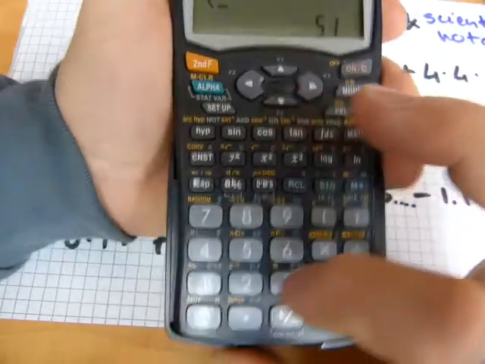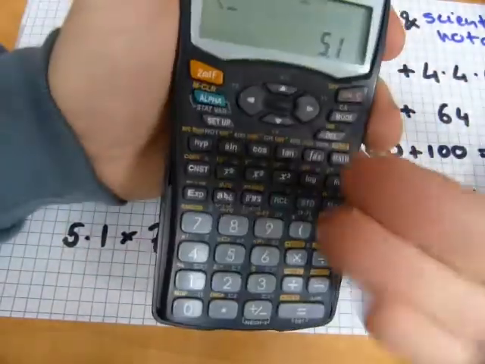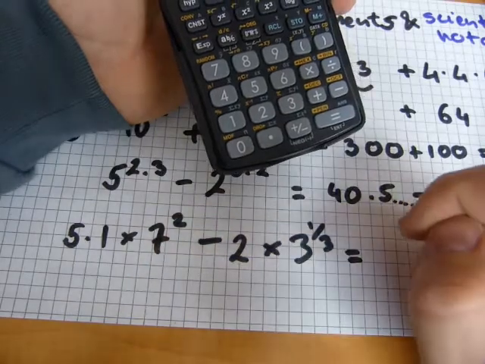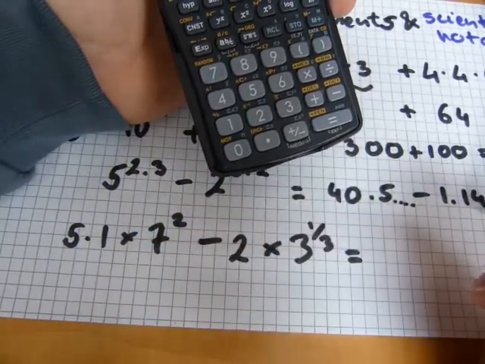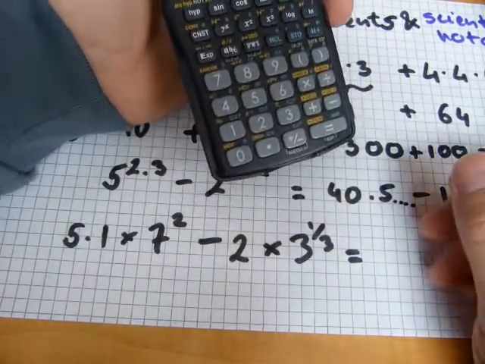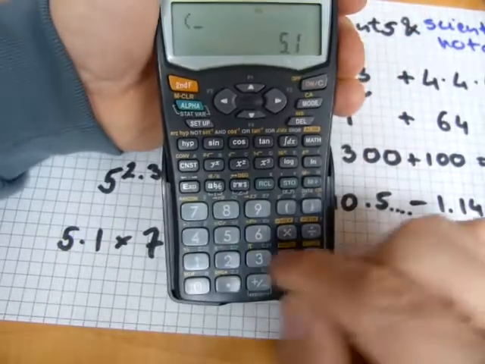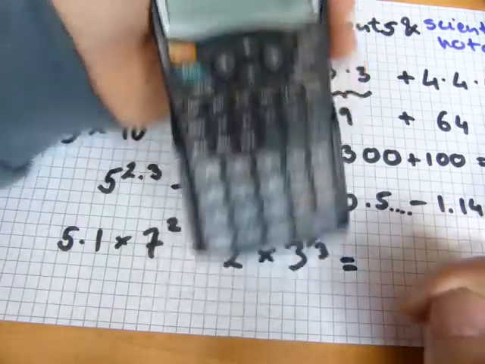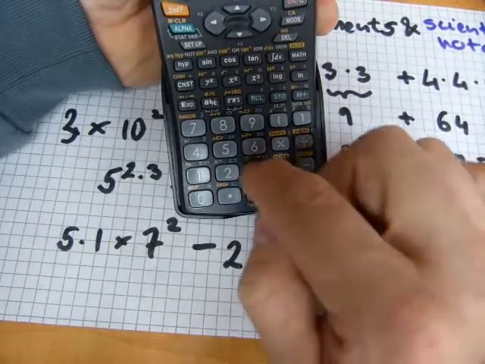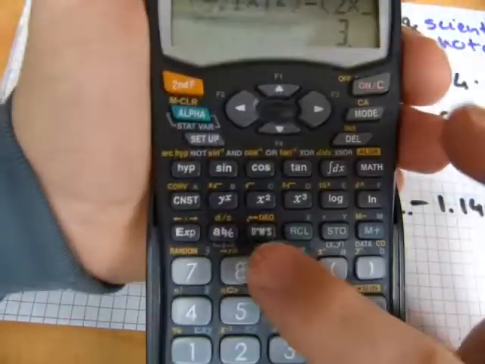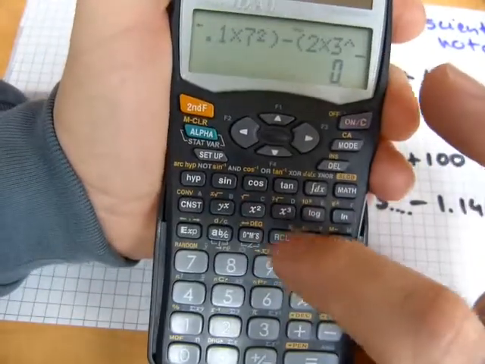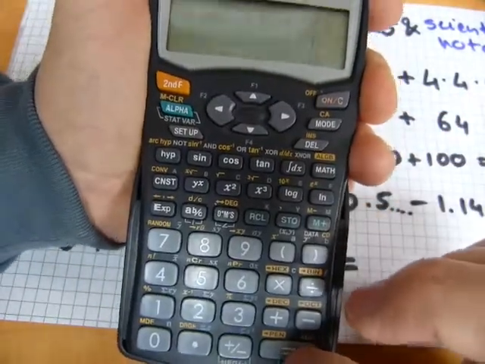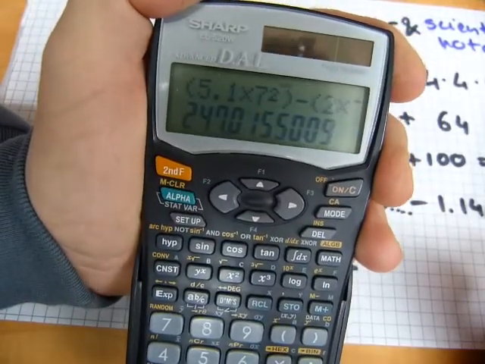Let's go with brackets. 5.1. Although the math rules are programmed into a calculator, so it would prioritize the exponentiation and the multiplication first. Exponents and multiplication first, subtraction is last in this order of operations. So 5.1 times 7 squared, bracket, minus, open bracket, 2 times 3, now the 1/3. You can use this fraction button, to the power of 1 over 3, close bracket, and behold, the answer is 247.01.